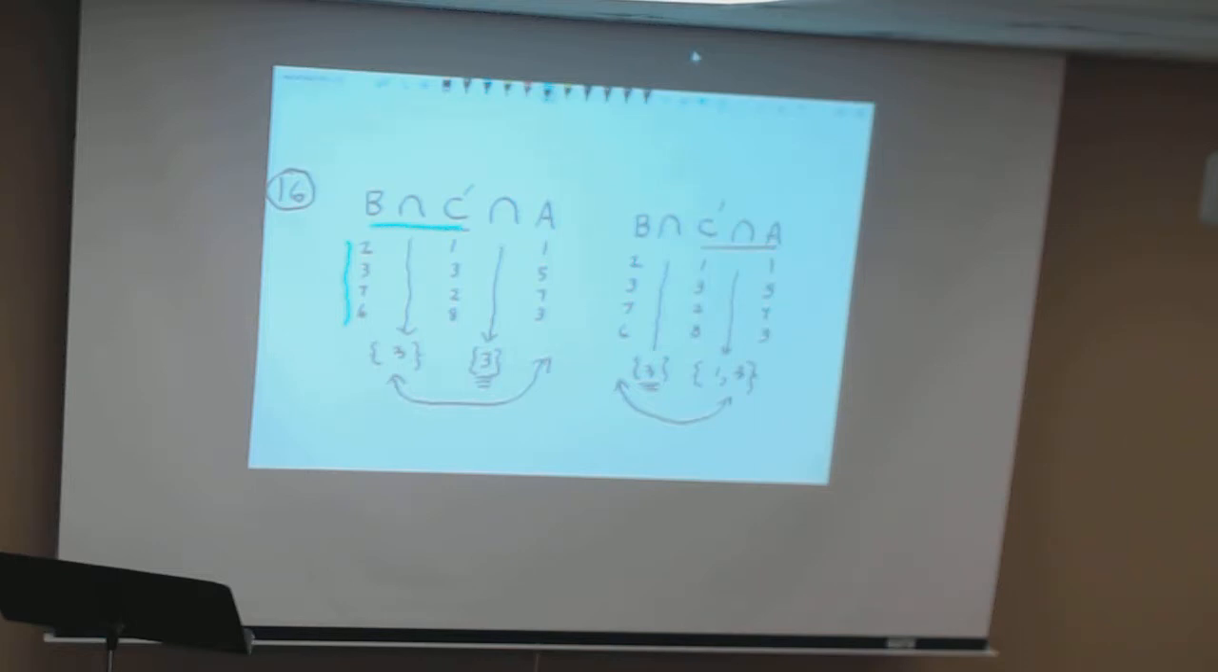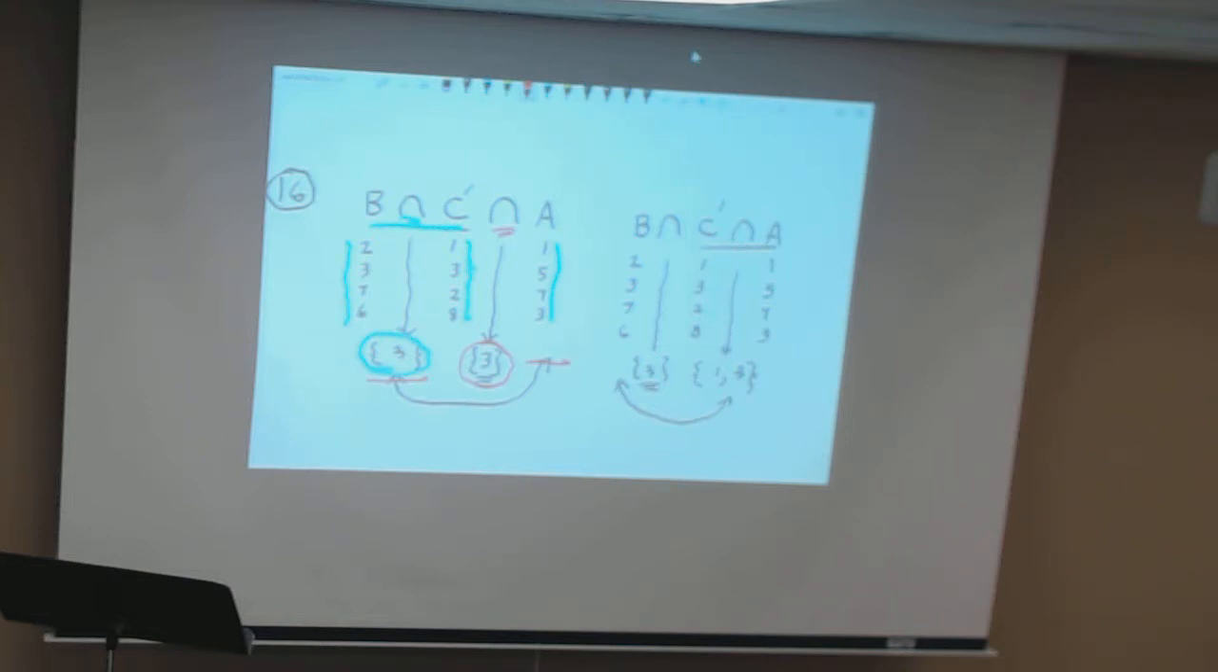Good. Okay, and what's the complement of C? Again, put your finger on C, and what's left in the universe? 1, 3, 2, 8. And then what's the intersection of those? The set whose element is 3. Then over here, what's A? 1, 5, 7, 3. And then what's the intersection of this and this? The set whose element is 3. Everybody follow what I'm doing?